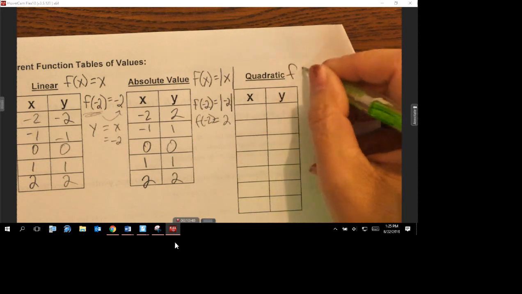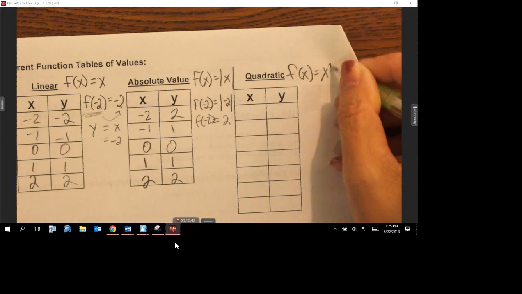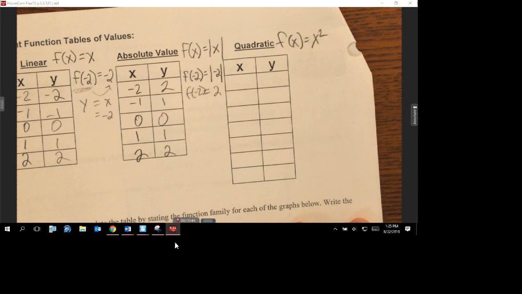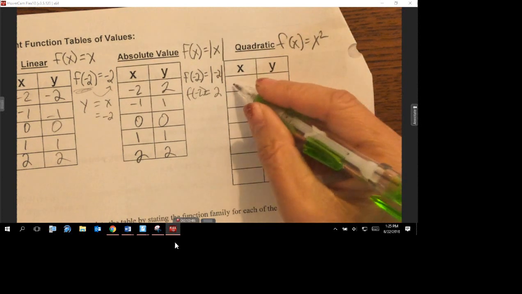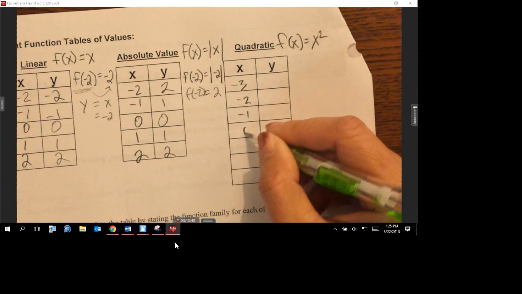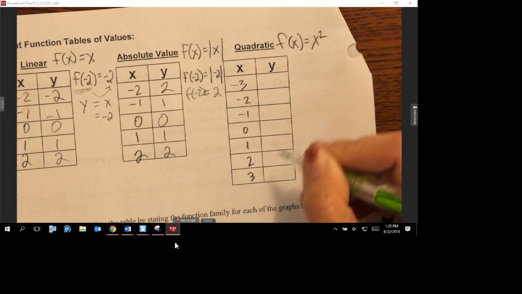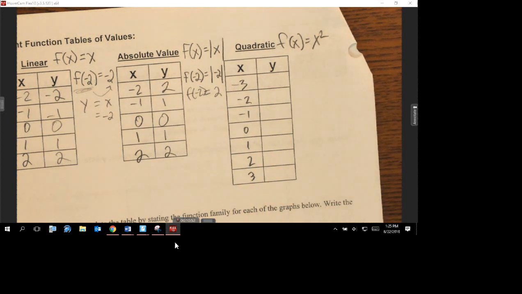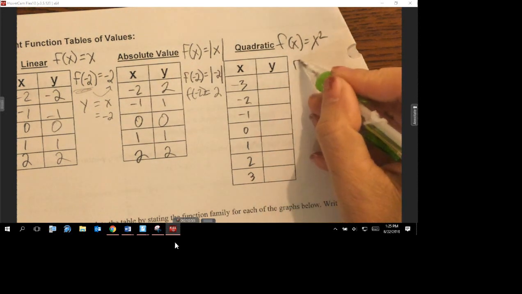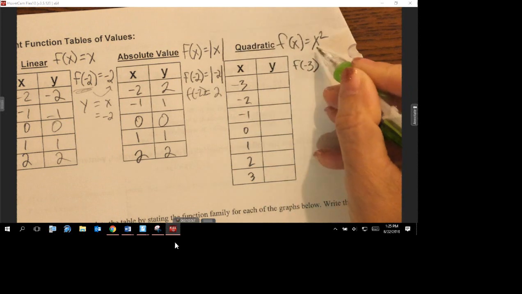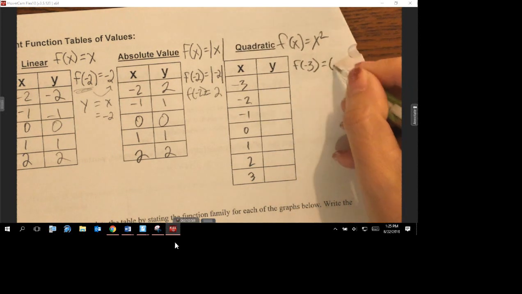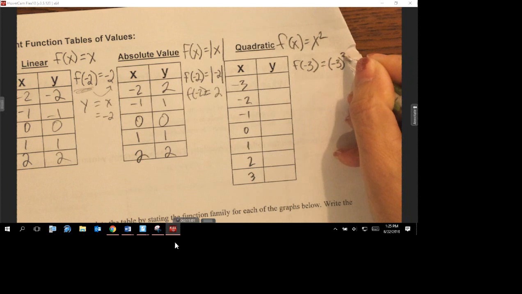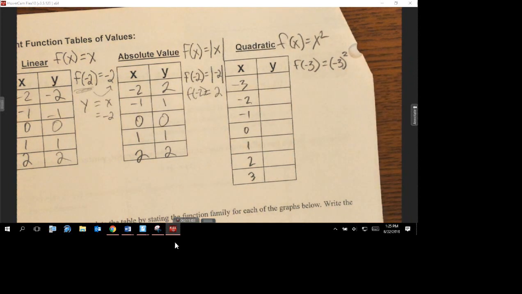Quadratic is f of x equals x squared. And I use a few more points for this. I do negative 3, negative 2, negative 1, 0, 1, 2, 3. And then I put it into the function. If I put a negative 3 into this parent function, that means I do negative 3 squared. That means I do negative 3.